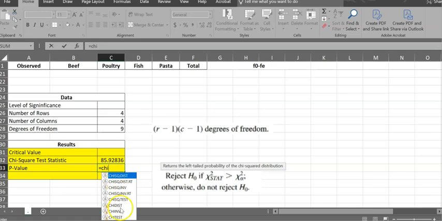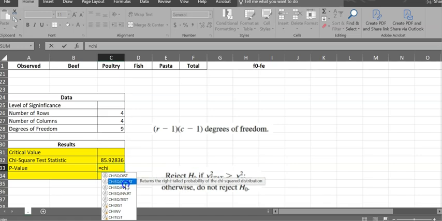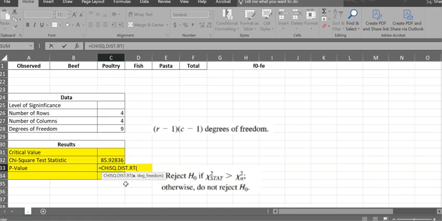You have a function there. You just have to remember which and which. So chi-squared distribution RT. RT is for right tail. Don't use the other one. So you're going to select it. Now it's telling you what X is. X is the statistical value. Click on it, comma. And it's asking you for degree of freedom, and degree of freedom is 9. You either type 9 or click on it, and you're all set.